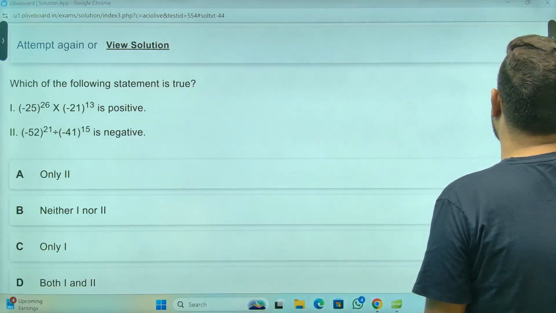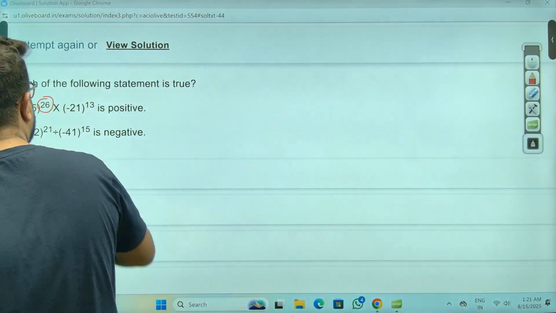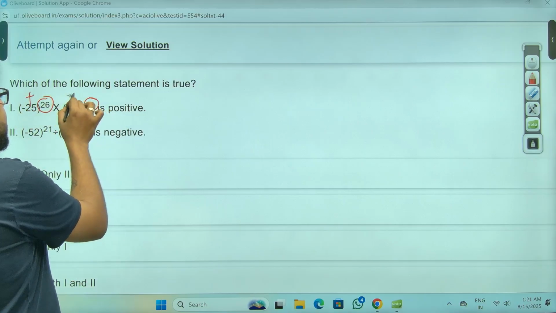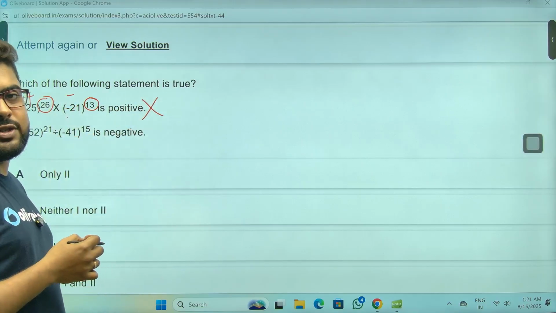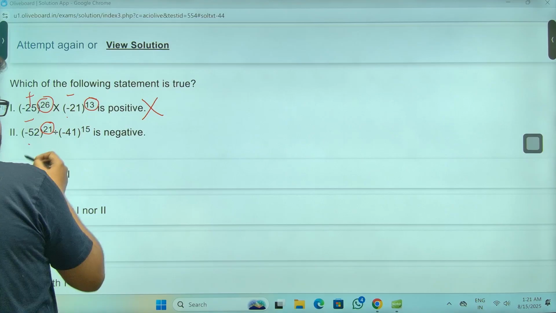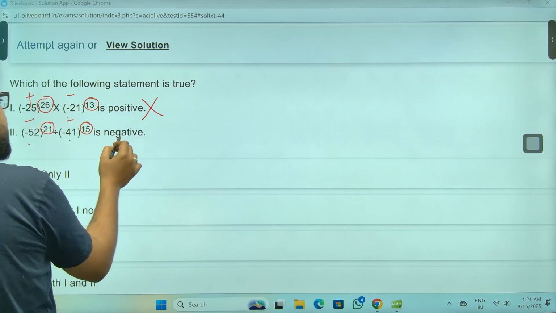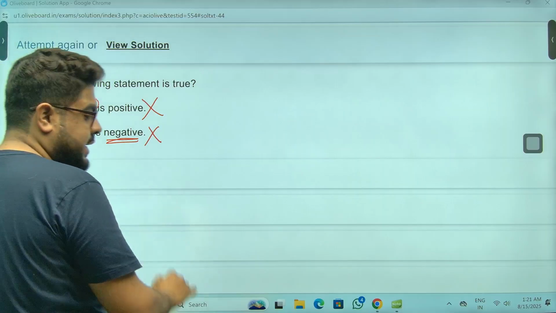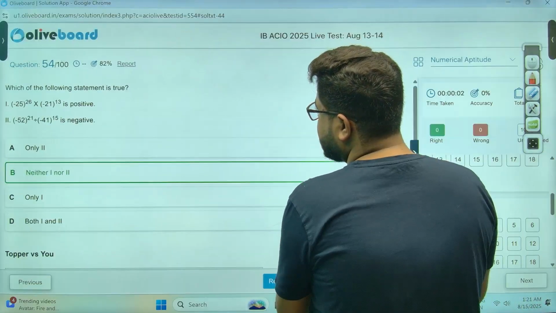Sir, positive, negative, simple. Minus something to the power positive, like even power, is positive, sir. This is odd power. This is negative. Plus into minus is minus. So this is positive. It is wrong, sir. This is again negative, because odd power of minus. So again, this is negative. Negative by negative is positive. It is given negative. Wrong, sir. So neither 1 nor 2 is the correct answer. Neither 1 nor 2 is your correct answer. Done.